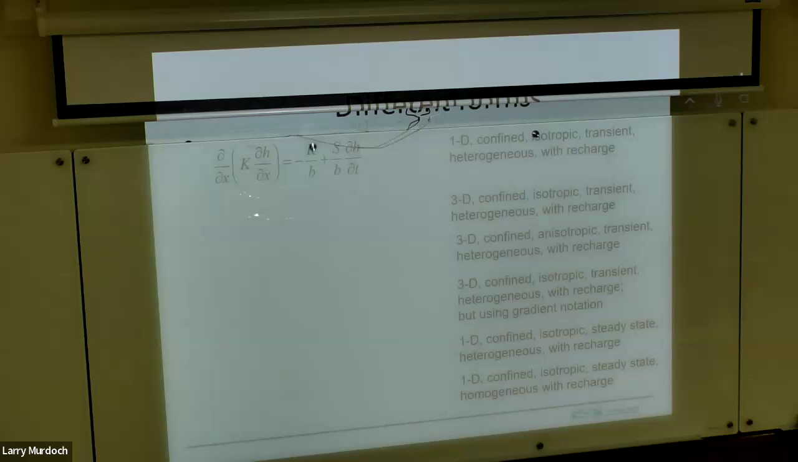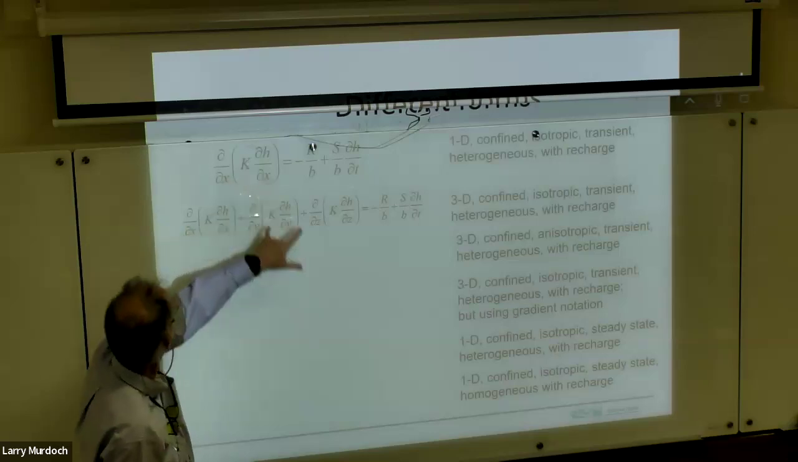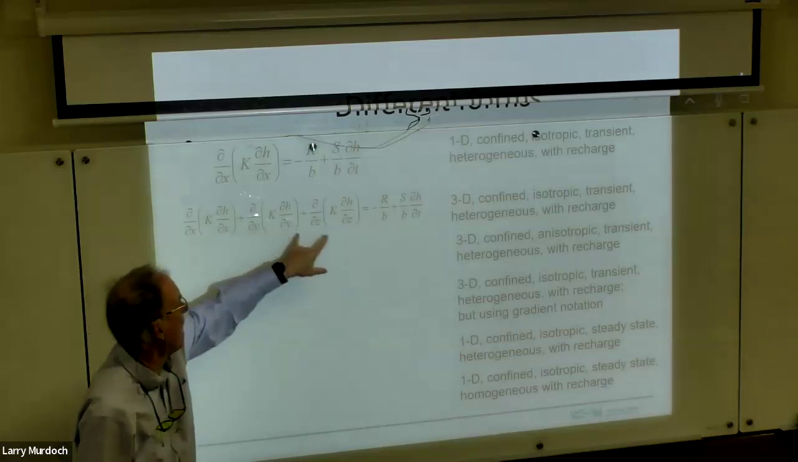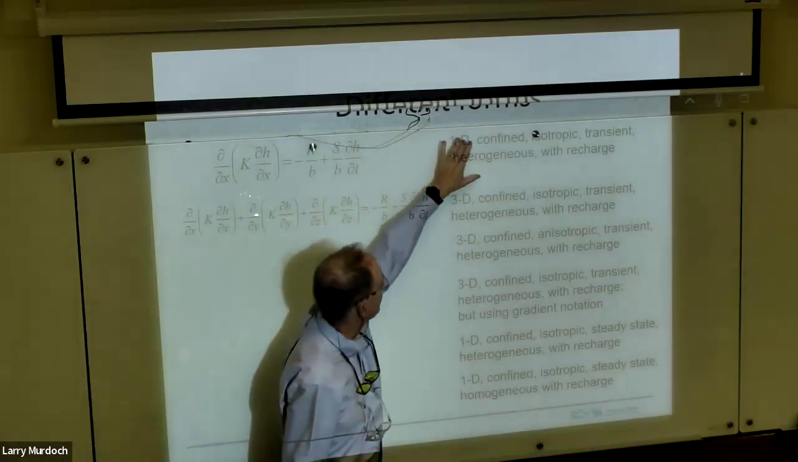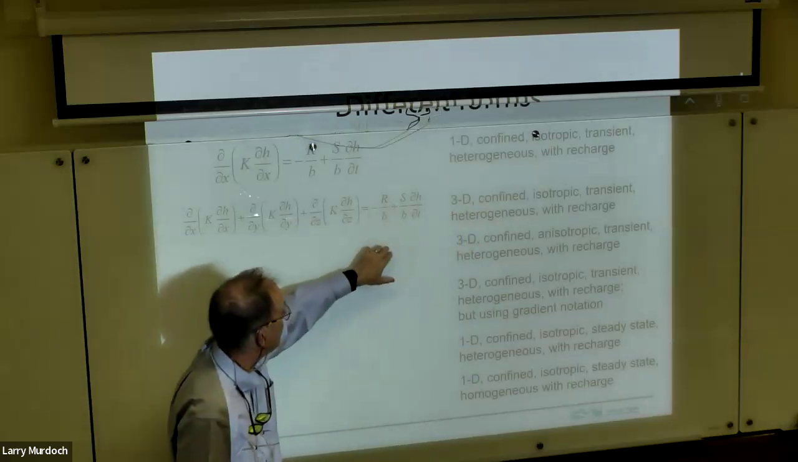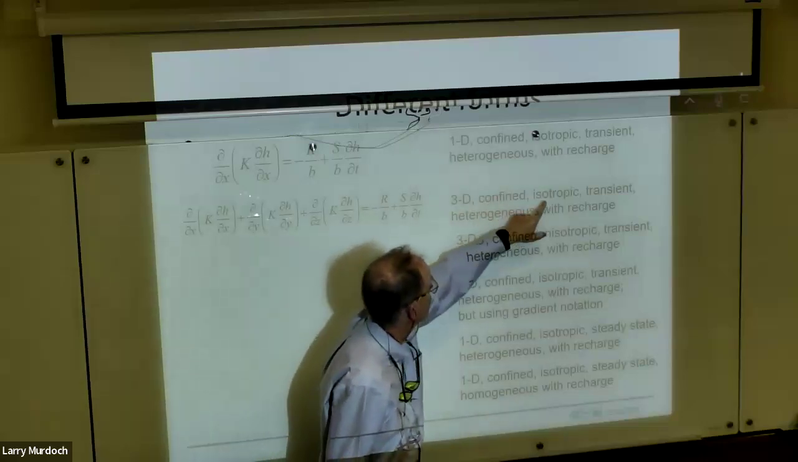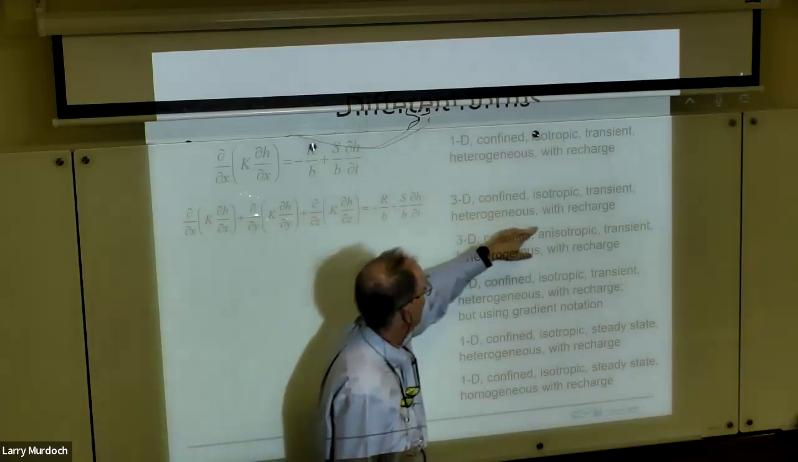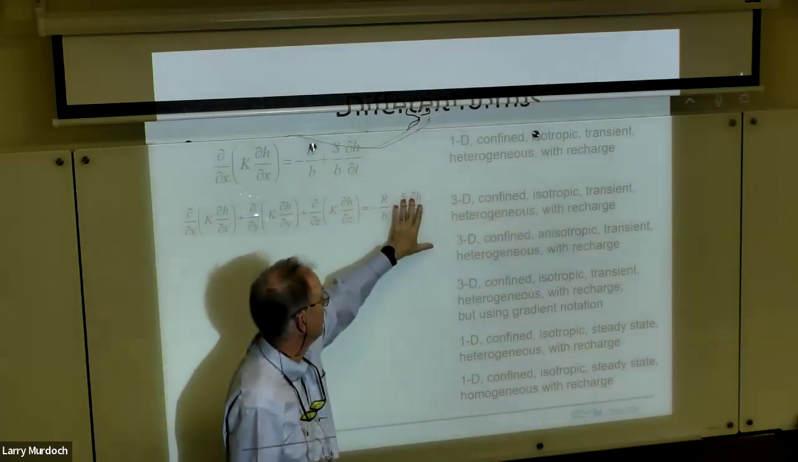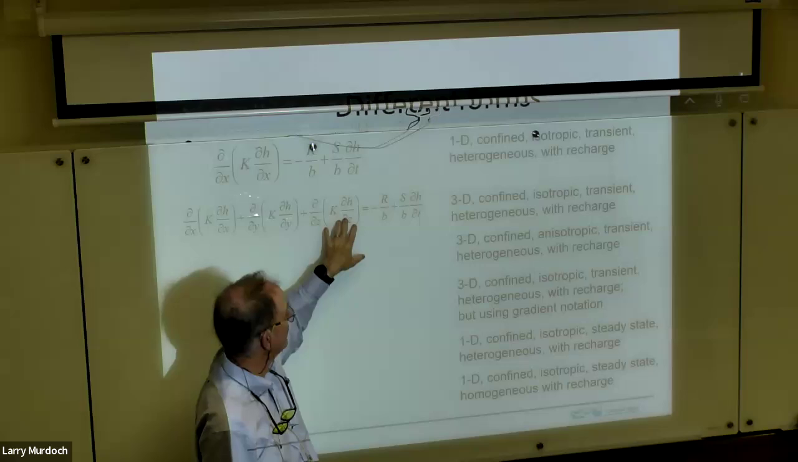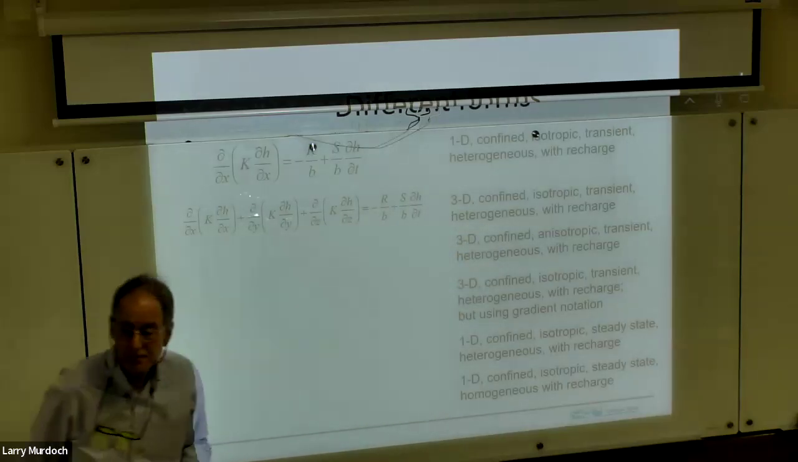So we can change it a little bit here. You see this term, it's there, and now we've added two more where we've got y and z. So instead of one dimension, this is now 3D. But everything else is the same. So it's still confined, it's still isotropic because these are all the same. And it's still transient because we have that term. It's still heterogeneous because the conductivities are inside of the derivative, and there's still recharge.